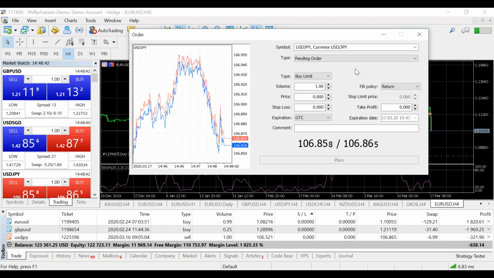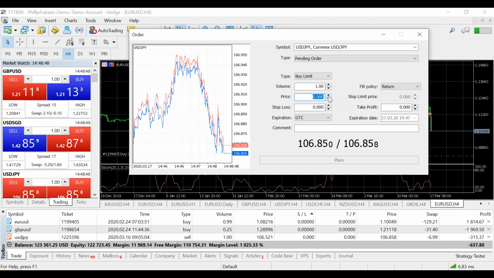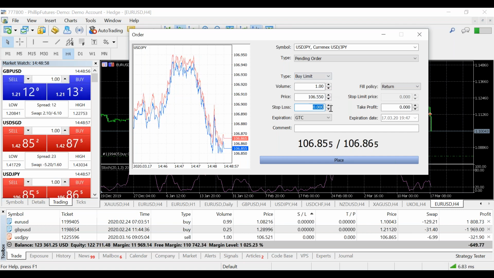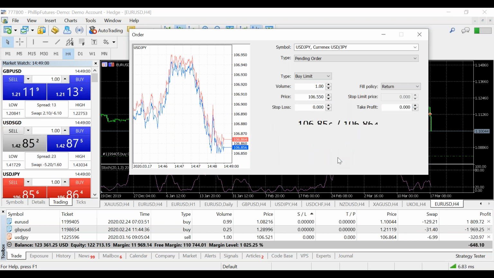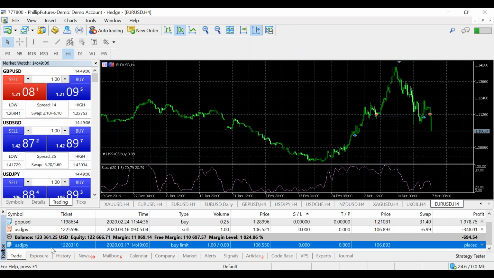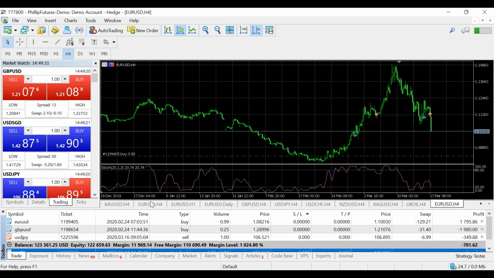If you're doing a pending order, you can input a price that you would like. For example, if the market price is 106.85, maybe I can put 106.55 to buy at this price, and then you can input your stop loss as well as your take profit. Place the order, and it should come up right here. You can see the order here. It's still pending, so once it's executed at the price, it will move up to open position. Currently you can see dollar yen to buy at 106.55. So this is roughly how the platform demonstration would go.